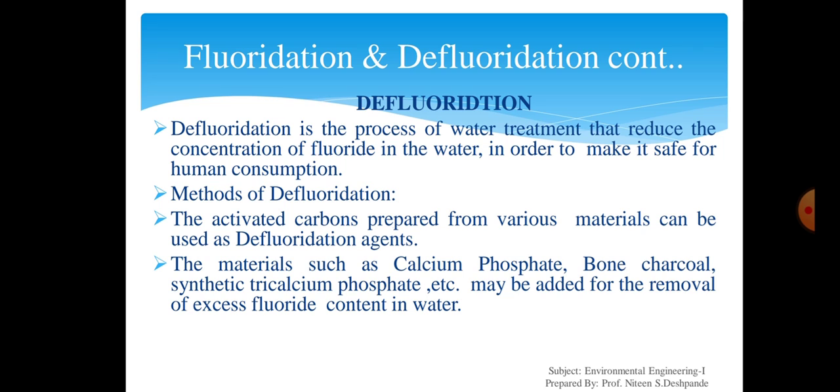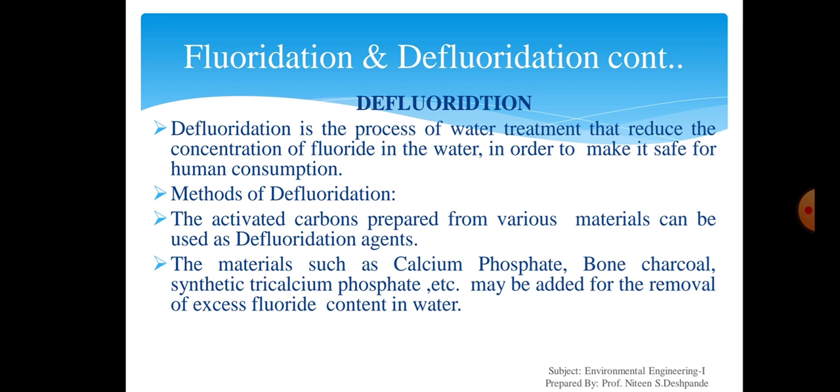So, I will tell you the reaction which happens in the case of bone charcoal. Ca10(PO4)6(OH)2, which is the chemical formula of hydroxyapatite, plus 2F, meaning 2 fluorine, gives us Ca10(PO4)6F2 plus 2OH. In this way we can remove the excess fluoride concentration present in the water.